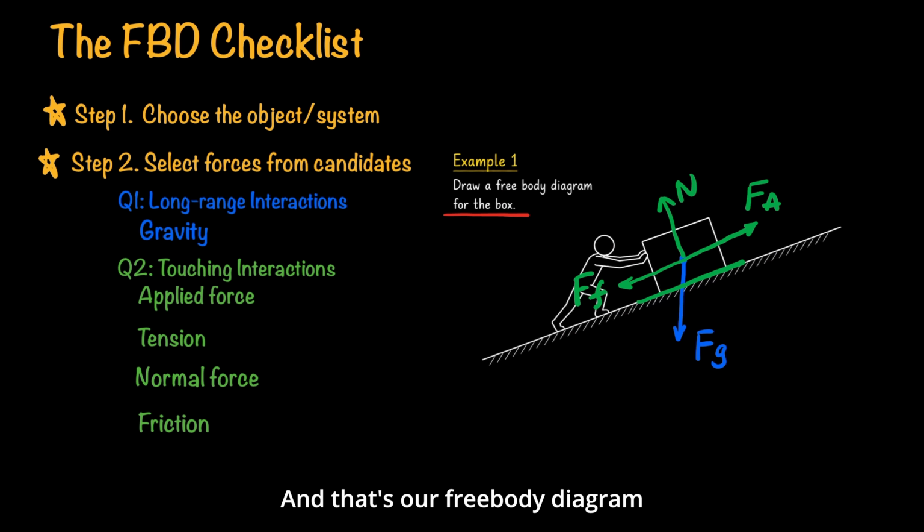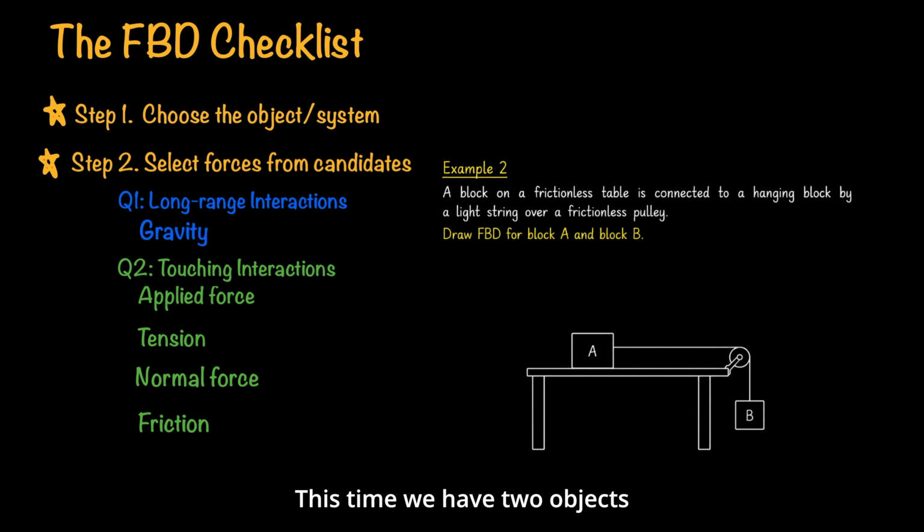And that's our free body diagram. Notice that I never had to memorize an inclined plane free body diagram. I simply look at the picture, identify the interactions, and the forces naturally follow. Now let's see if this exact same process works on a completely different problem. This time we have two objects. That means before we draw anything, we need to decide which object we are drawing the free body diagram for.